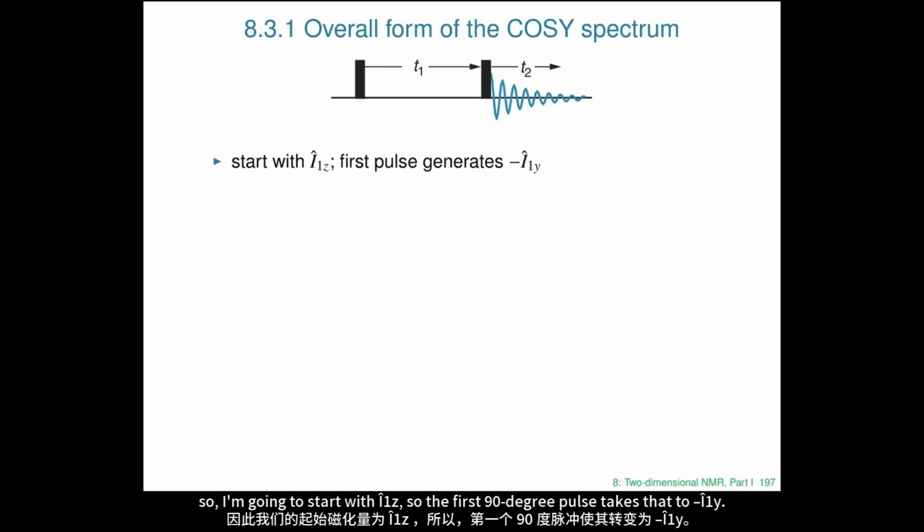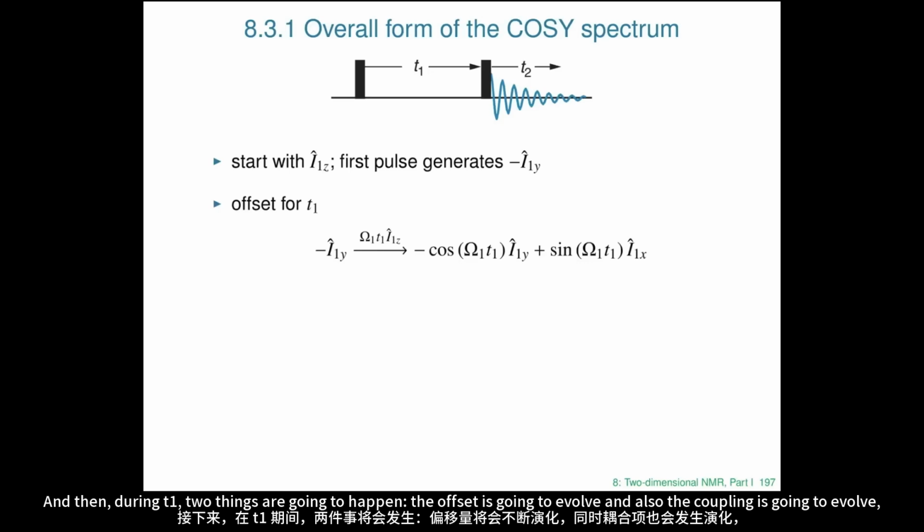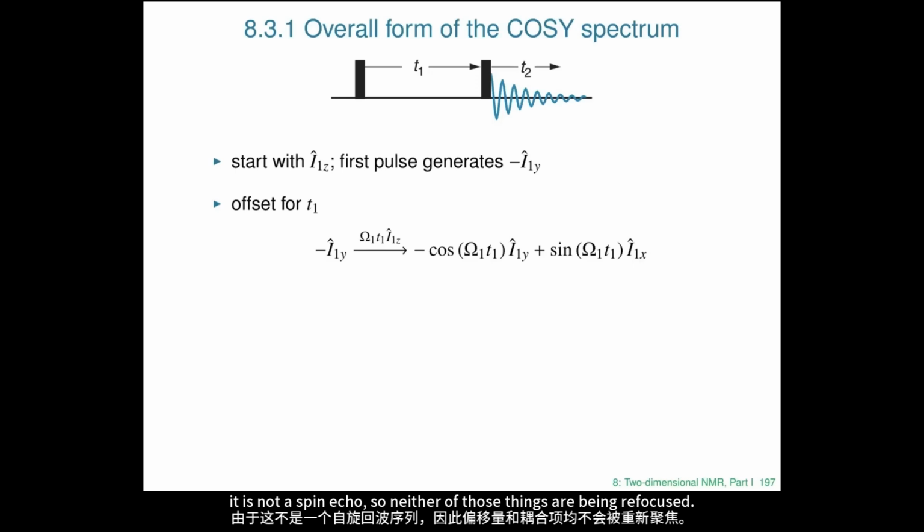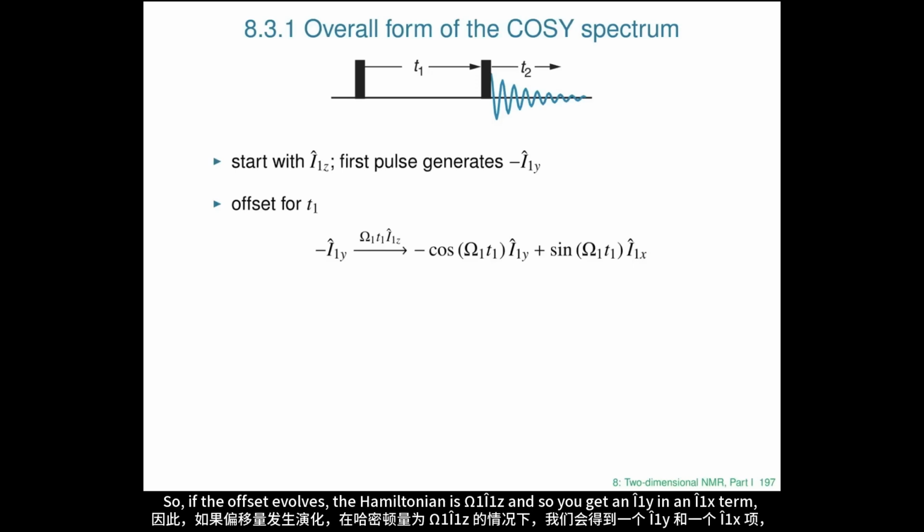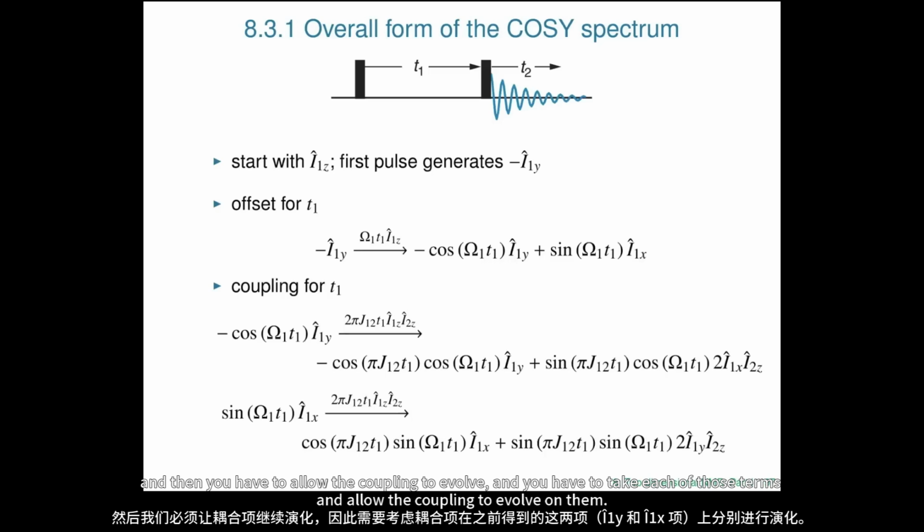So the first 90-degree pulse takes that to minus I1Y. And then during T1, two things are going to happen. The offset is going to evolve, and also the coupling is going to evolve. It's not a spin echo, so neither of those things are being refocused. So if the offset evolves, the Hamiltonian is omega 1 I1Z, and so you get an I1Y and an I1X term. And then you have to allow the coupling to evolve, and you have to take each of those terms and allow the coupling to evolve on them.